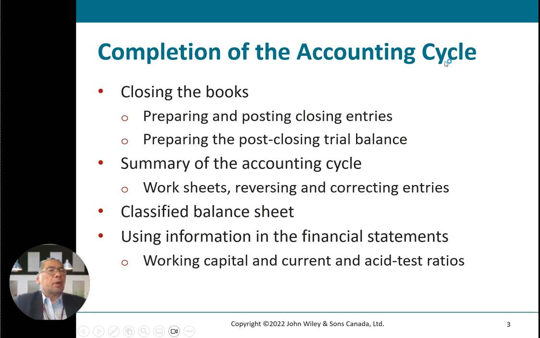In the completion of the accounting cycle, there are a number of closing books tasks that we have to do. Number 1, we have to prepare and post closing entries, and prepare the post-closing trial balance. In the summary of the accounting cycle, we also do a worksheet, reversing, as well as correcting entries. There is also the classified balance sheet, and using information in the financial statements such as working capital, current asset, and acid-test ratio.